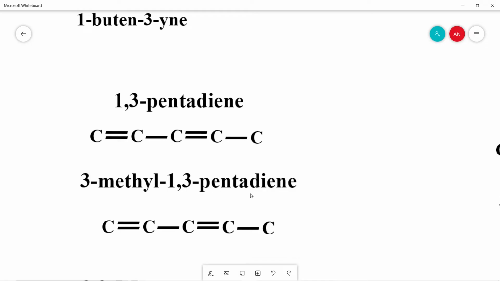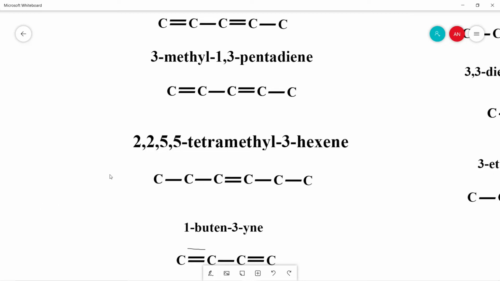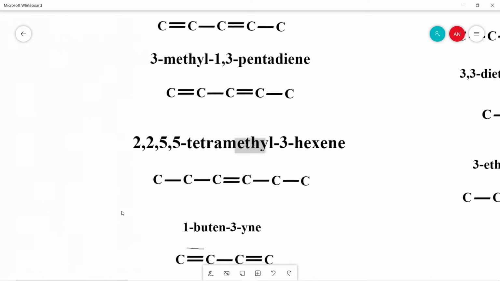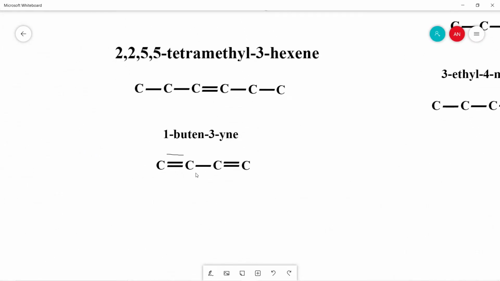First technique is to draw the parent chain along with double and triple bonds, then we will consider hydrogens along with the substituents, right? So here they are: 1,3-pentadiene, same structure as above. Moving towards the next one, there is 2,2,5,5-tetramethyl-3-hexene. So we have just drawn the number of carbons along with the double bond, right? And there it is, 1-butene-3-yne.